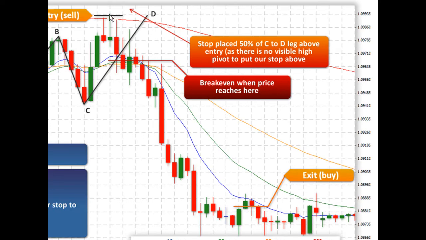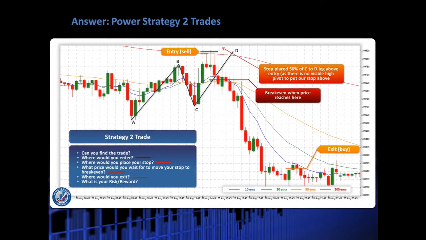And let's look at our reward. Well, if we look at the distance between the entry and the exit, it's around about 14 and a bit boxes. So looking at those figures, we're looking at a risk reward that's over 4-to-1. So it's a 4-to-1 plus risk reward here.